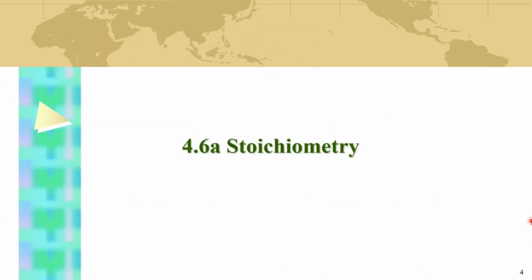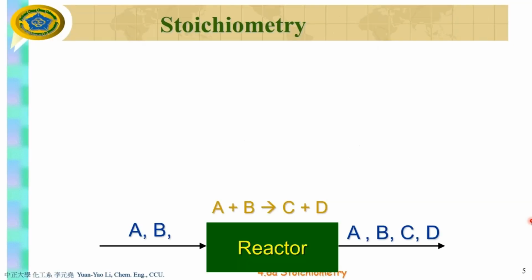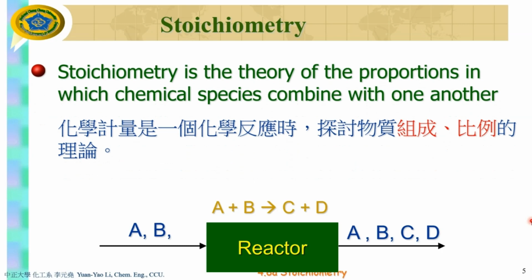Right. So in section 4.6a, we talk about stoichiometry first. What is the definition of stoichiometry? Stoichiometry is a theory of the proportions in which chemical species combine with one another. And this is a Chinese explanation here. I'm sure you all understand.